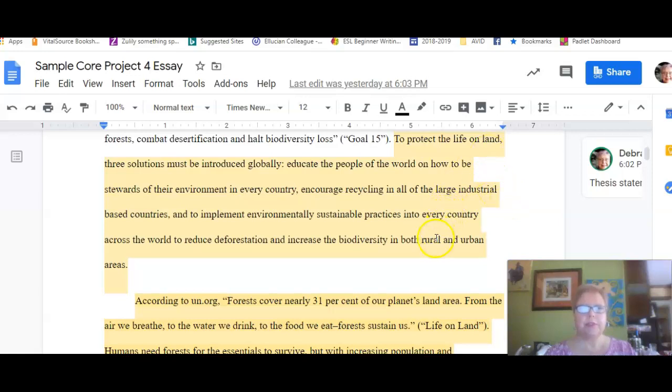There's his thesis with his three sustainable solutions, and notice that he used strong language. It must be introduced globally. We should do these things. Of course, we don't want to use first person we, and I keep saying it, it's so easy to say, but keep in mind that you're writing in academic tone and you don't use first person, including first person plural, even we and us and that sort of thing. Just write it in third person.